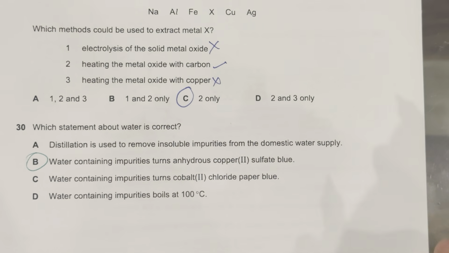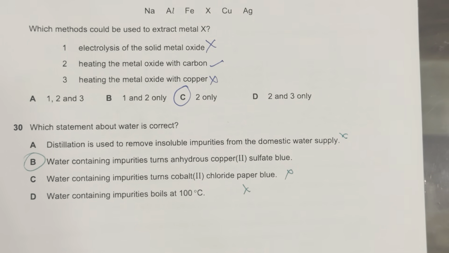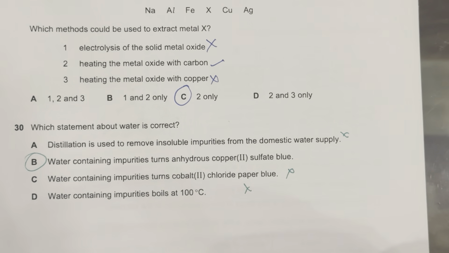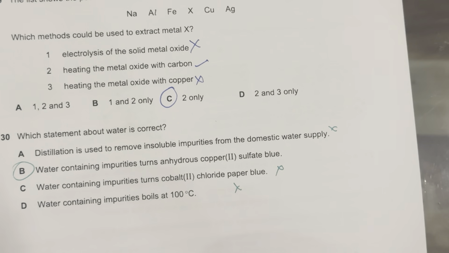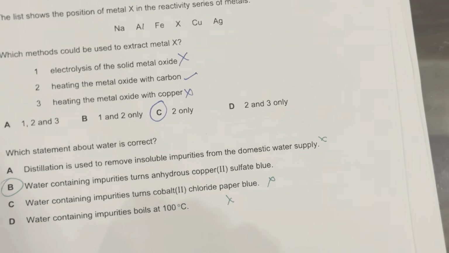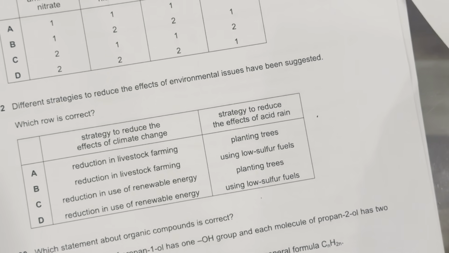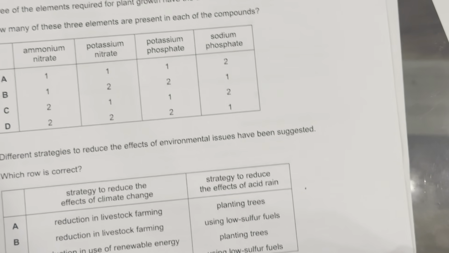So I'm going to write over here: options A, C, and D are wrong. Water containing impurity, why is it no? So option B is the best option. Water containing impurity turns anhydrous copper sulfate blue. CuSO4.5H2O. Again, this is a question on hydrated compounds, and hydrated compounds come up for the second time in this paper.